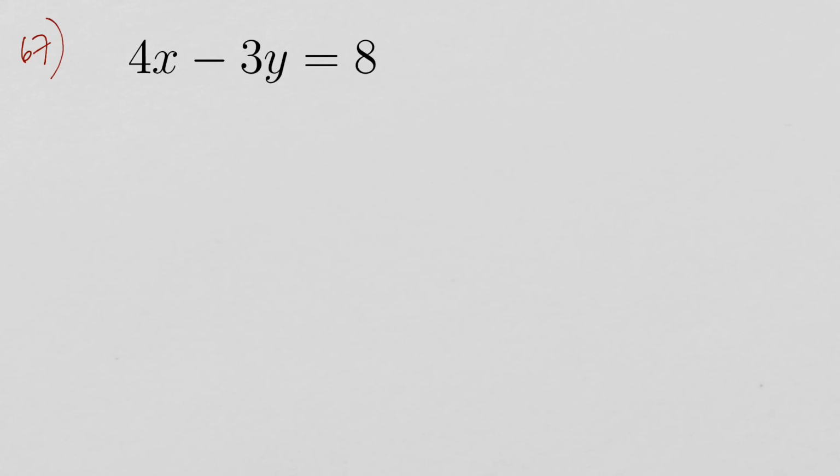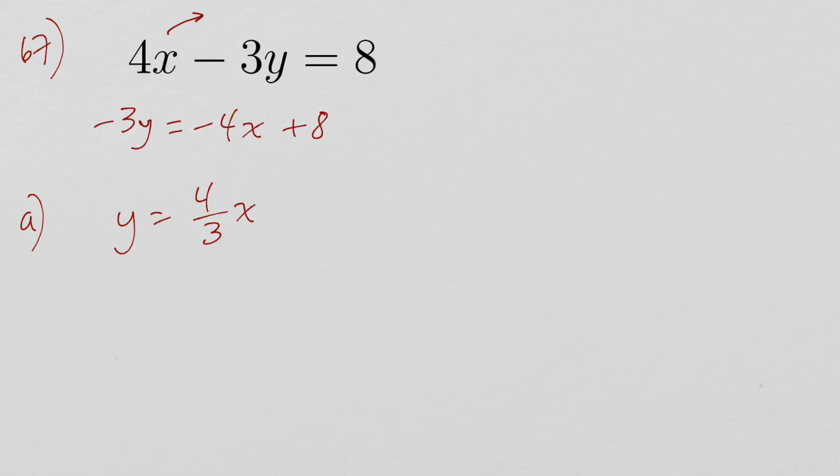Okay, so for part A, we're going to solve for y. Bring the 4x over, so negative 3y is equal to negative 4x plus 8. We'll divide by negative 3. So part A is y is equal to a positive 4/3 x minus 8/3. Part B, we'll replace that f of x with y.